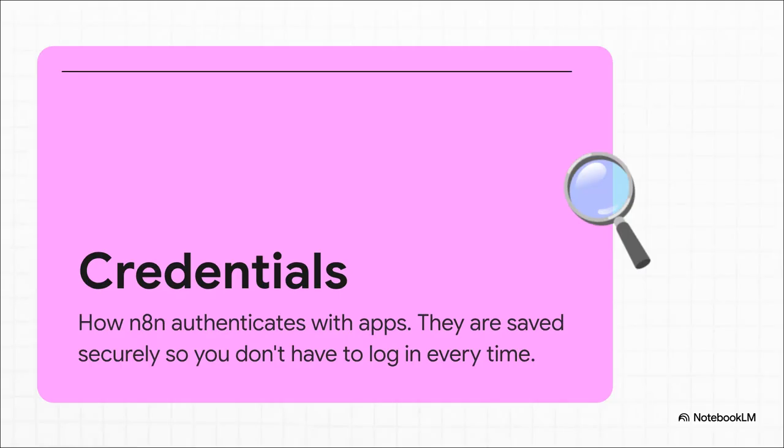Of course, before we can just go and read that Google Sheet, we need to prove we have permission, right? That's where credentials come in. This is just how n8n securely connects to other services. You hook up your account one time, it saves super safely, and you never have to think about logging in for that service again when you're building. It's awesome, super efficient, and totally secure.